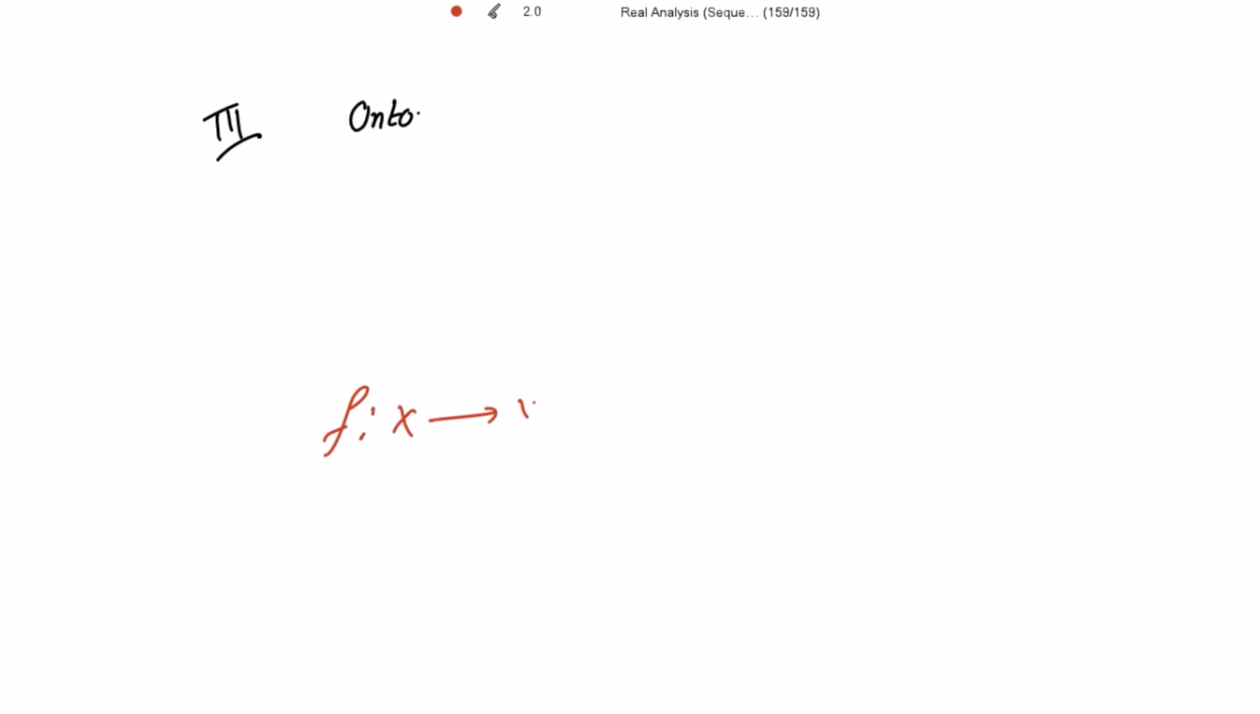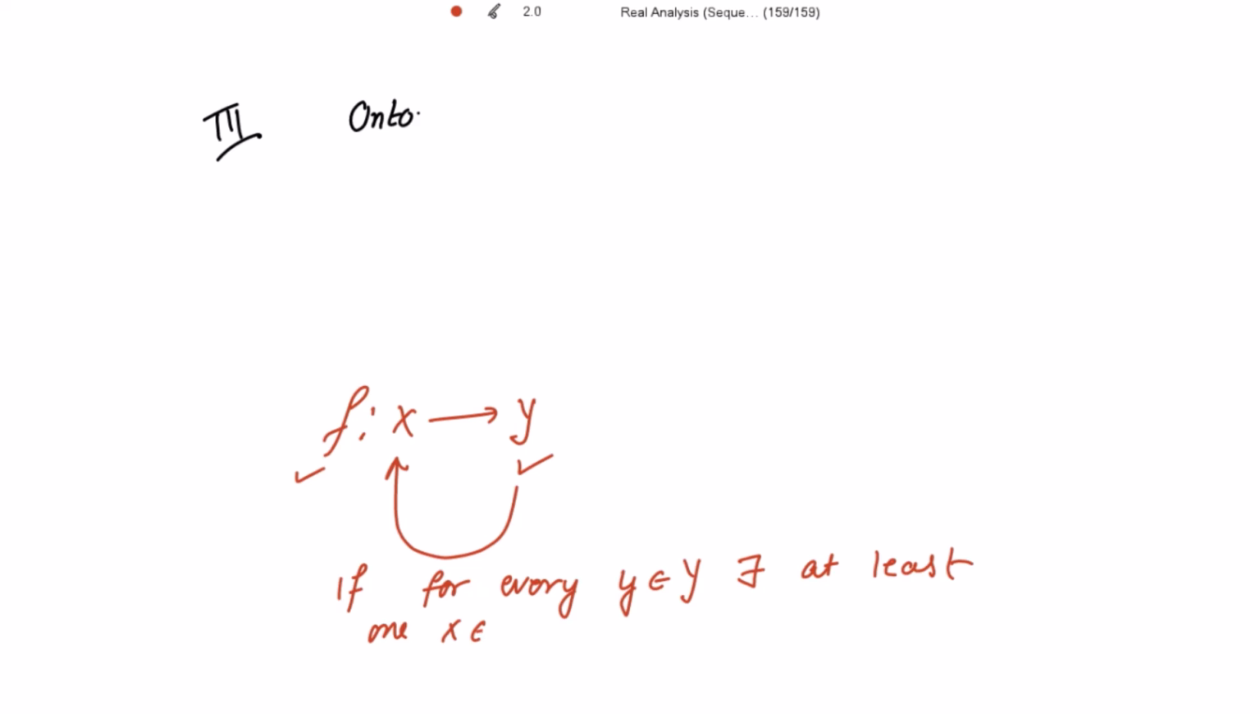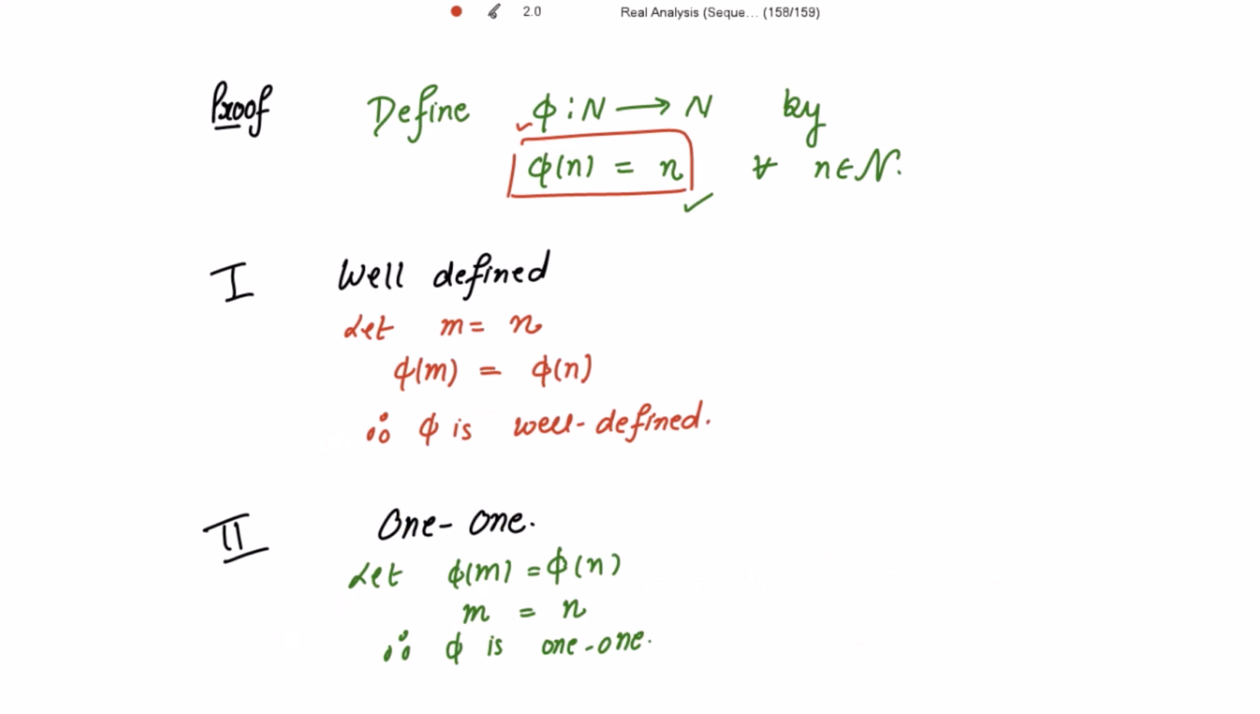Third is onto. If f is a function from X to Y, this function is said to be an onto function if every element of Y has at least one pre-image in X. Or we can say that for every y belonging to capital Y, there exists at least one x belonging to X such that f of x is equal to y. This is the definition for the onto function. So here, we have to take one element from the set of natural numbers, and for that element there should exist at least one pre-image in X, but here X and Y both are N.